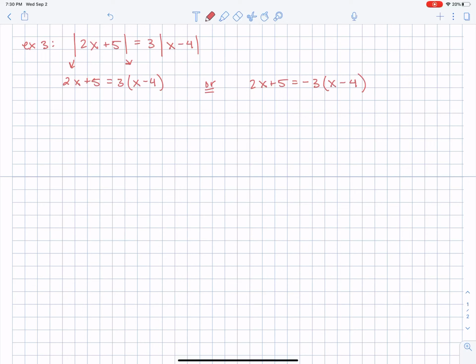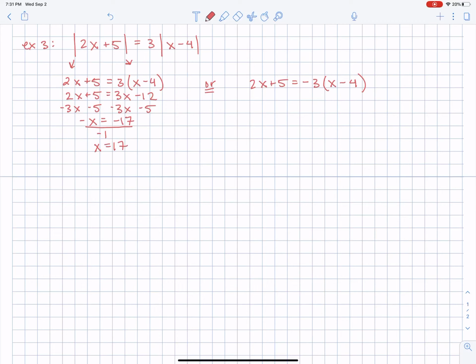We're going to distribute. So we get 3x minus 12. I want to move my x's over to the left side, and I'm actually going to do this in the same step. I know I'm going fast on this one. So this is negative x is equal to a negative 17. Divide by negative 1, and x is equal to 17.